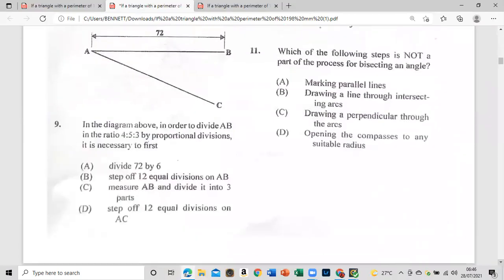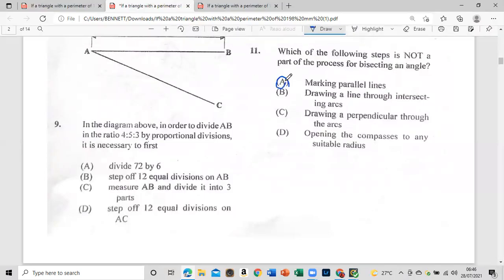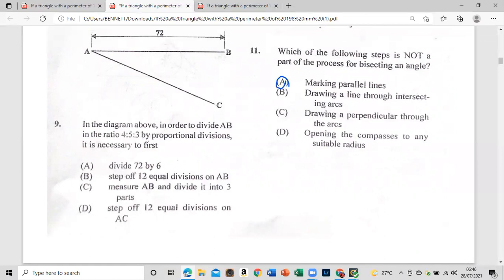Which of the following steps is not a part of the process of bisecting a line? Marking parallel lines. I think that would be it. If you're bisecting a line, you basically don't need parallel lines, right? So we're just going to circle number 11 right away. And that's what you do in the exam, guys. The ones that are pretty straightforward, try to do them as quickly as possible.